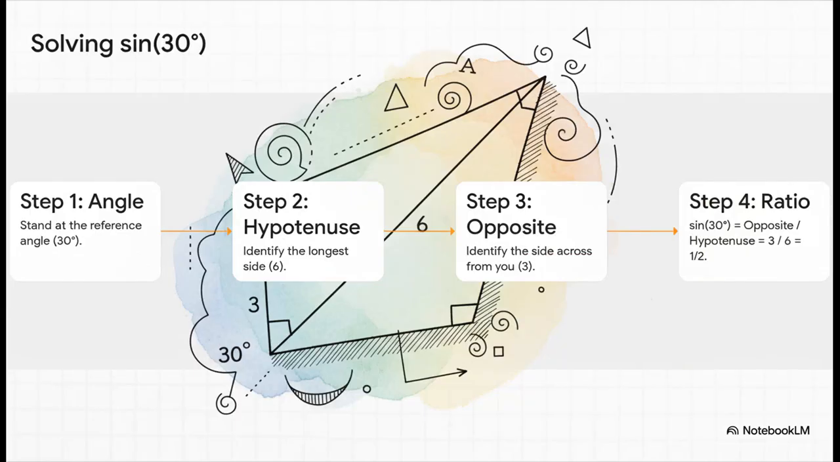So how do we tackle this? Let's walk through it. First, just imagine you're standing right at that reference angle at 30 degrees, okay? The hypotenuse, that's the longest side, that's 6. And the side directly across from you, the opposite, that's 3. Now we just build our ratio, opposite over hypotenuse. That's 3 over 6, which, hey, that simplifies down to 1/2.